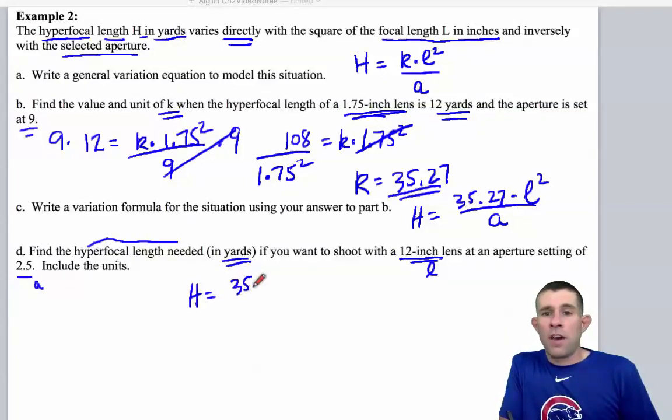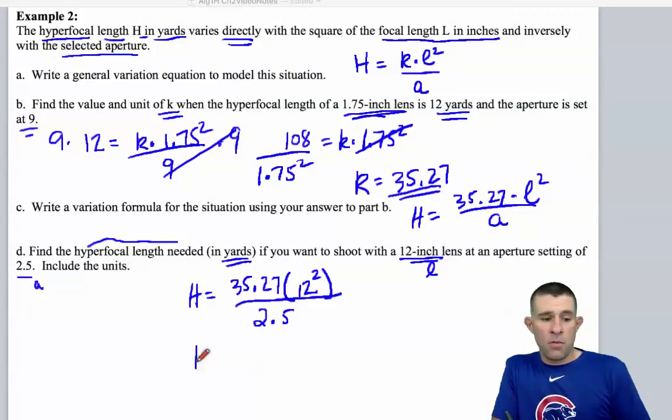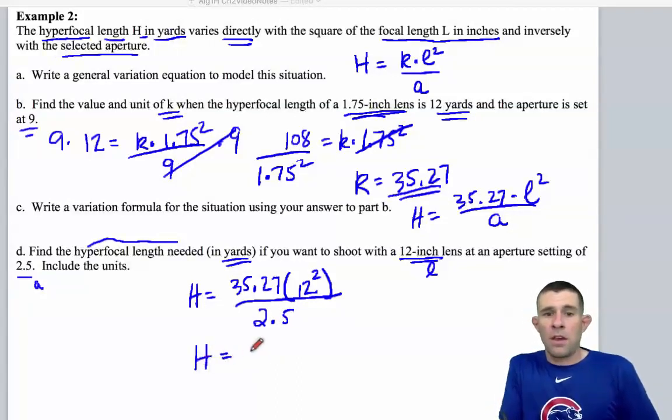Okay, so let's go ahead and substitute some numbers in here. We have 35.27 is our constant of variation. We're going to multiply that by our length of our lens here in inches, 12 squared, and then divide that by our aperture, 2.5. We can plug all of that into our calculator at once, and we'll get a hyperfocal length of 2,031.5 yards.